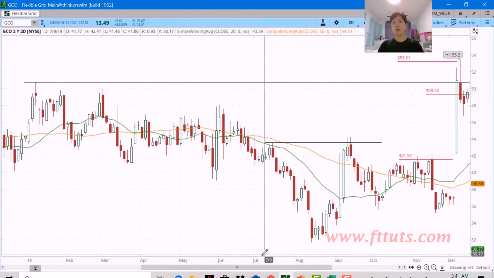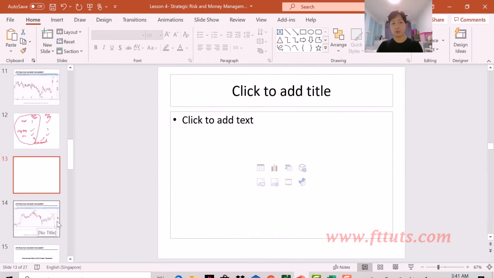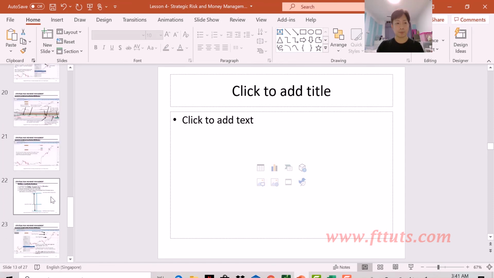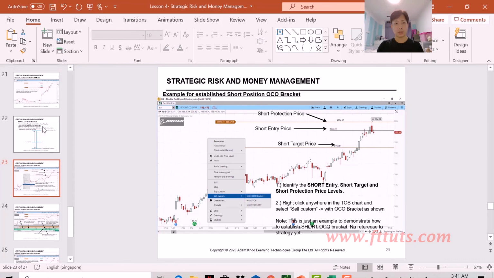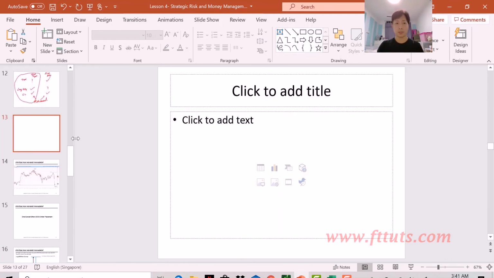So how do you put in this thing called the OCO order? Before I go into the OCO order, let me explain to you what the OCO order is. More details on the OCO order are at the bottom of the slides here. You can read more about the OCO order placement; you can slowly read through all of these. So follow me, I'm going to explain it over here in my slides.